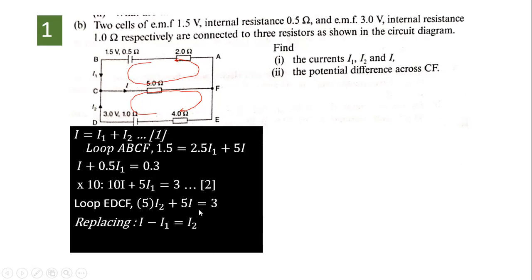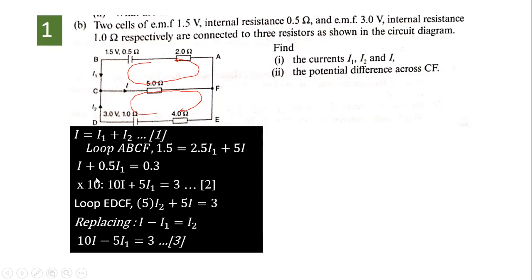So now I'm replacing your I2. Right? Because here it's up to you the way you do it. Here I got I and I1, so I want to replace I2, depending on which equation you are solving. Right? So there are many ways to do it. But I just choose to replace this I2 with your I minus I1. So I put that in: 5I minus 5I1. 5I plus 5I is 10I, minus 5I1 minus 5I1. The 3 is still there. So that is your equation 3.